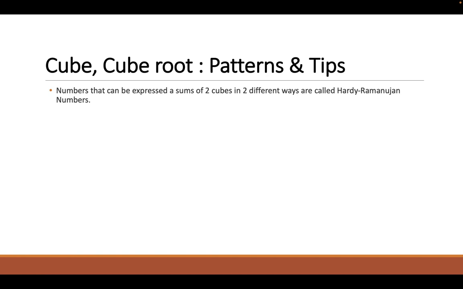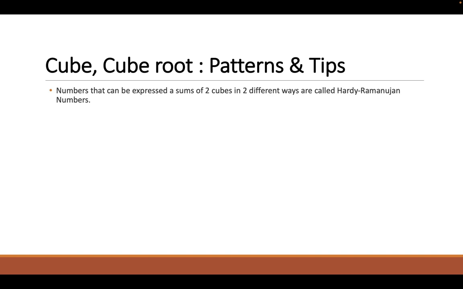First in this series is numbers that can be expressed as sums of two cubes in two different ways are called Hardy-Ramanujan numbers. So this is something in the mathematical world. There is some discovery. There are some interesting numbers which can be expressed in two ways as sums of two cubes, right? And that is making it a very interesting number and very special number. So that's what these two gentlemen figured out, and they named it as Hardy-Ramanujan numbers.